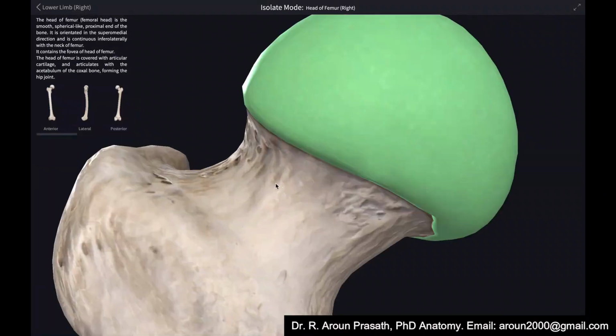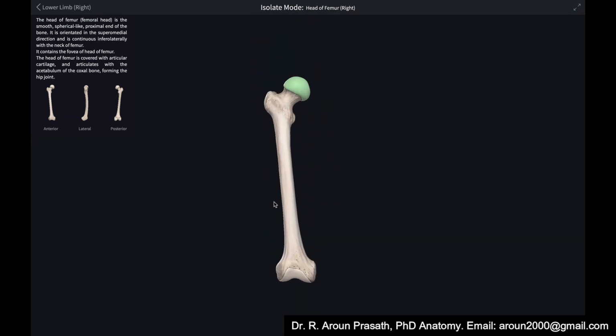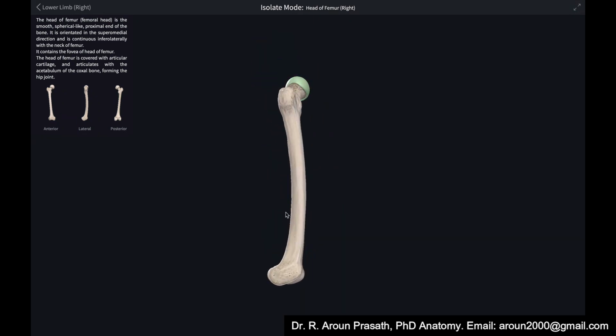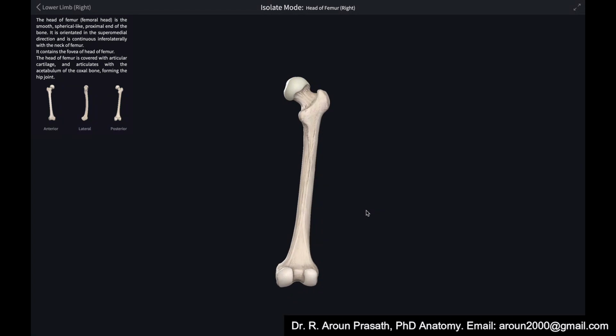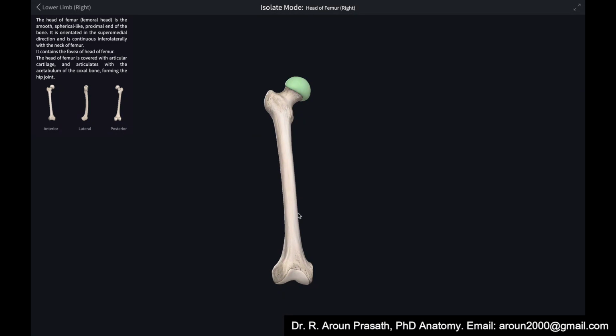This is the anterior view, and this is the lateral view, and this is the posterior view. Okay, posterior view, lateral view, and anterior view.